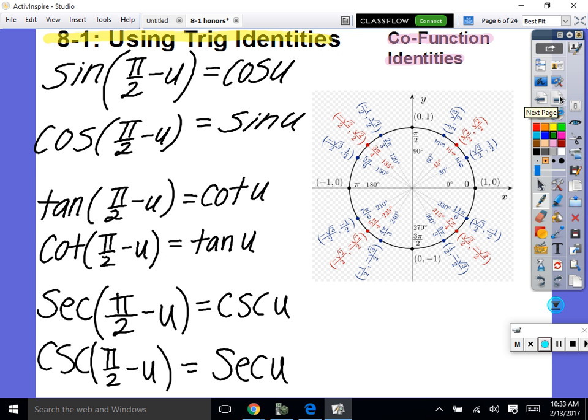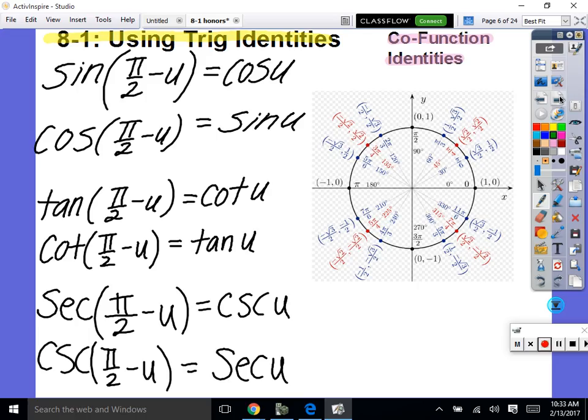Okay, these are called co-function identities. Sine of pi halves minus u equals cosine of u. Cosine of pi halves minus u equals sine of u. Tangent of pi halves minus u equals cotangent u. Cotangent of pi halves minus u equals tangent of u. Secant of pi halves minus u equals cosecant u. And cosecant of pi halves minus u equals secant u.